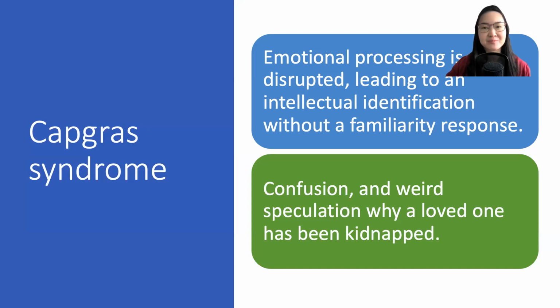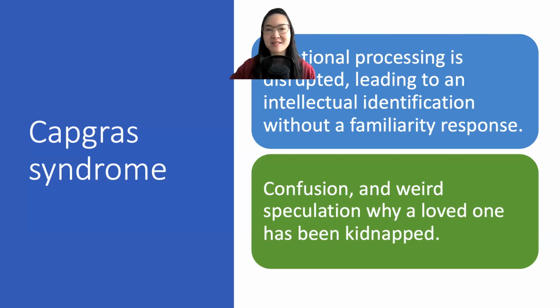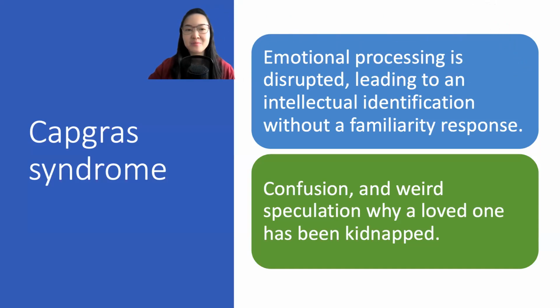Capgras syndrome. What is that? In Capgras syndrome, the emotional processing is disrupted, leading to an intellectual identification without a familiarity response. Confusion and weird speculation about why a loved one has been kidnapped may happen in people who have Capgras syndrome.